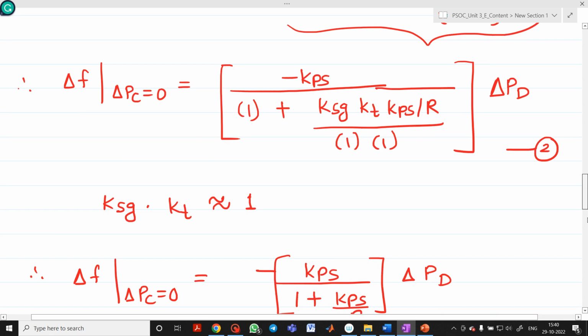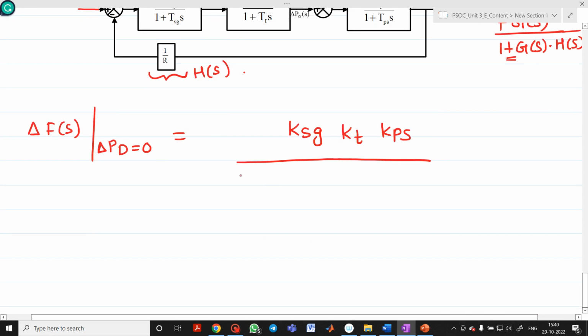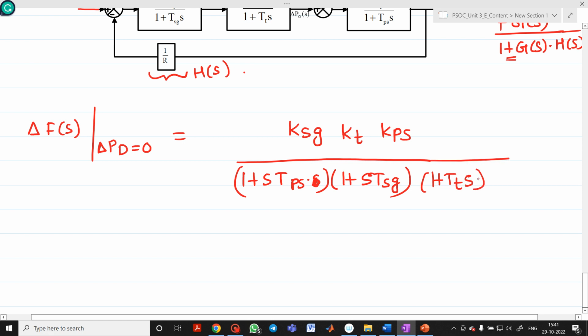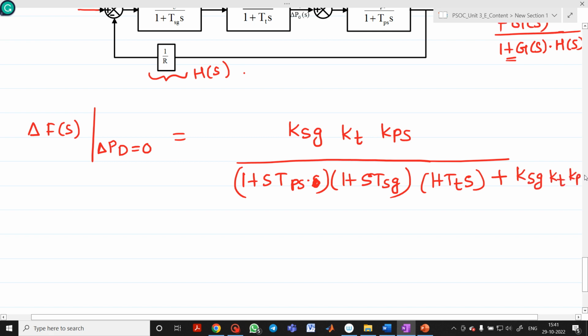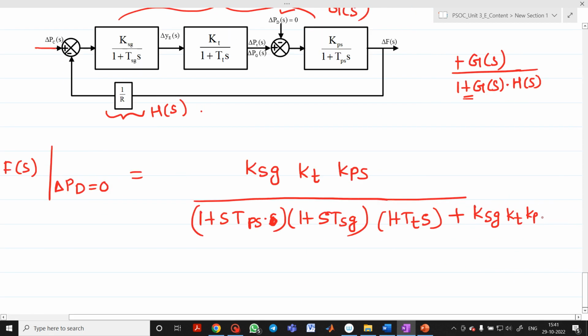So let me draw this: Kg into Kt into Kps upon 1 plus s into Tps, 1 plus s into Tsg, and 1 plus Tt into s, plus what will be the next term? It will be Ksg into Kt into Kps divided by R.